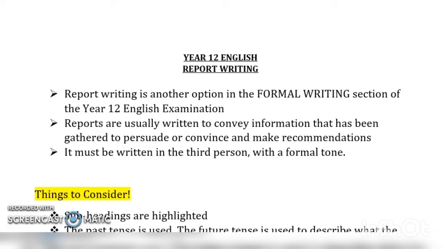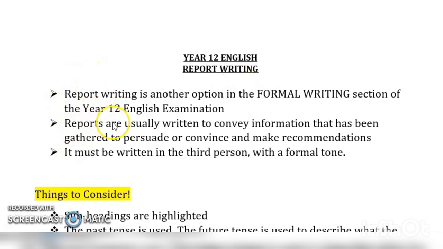So today, from popular request and demand, I'm going to be talking about Year 12 English's report writing. So I don't want to waste much of your time. I'm going to go straight to discussing report writing. So let's start.